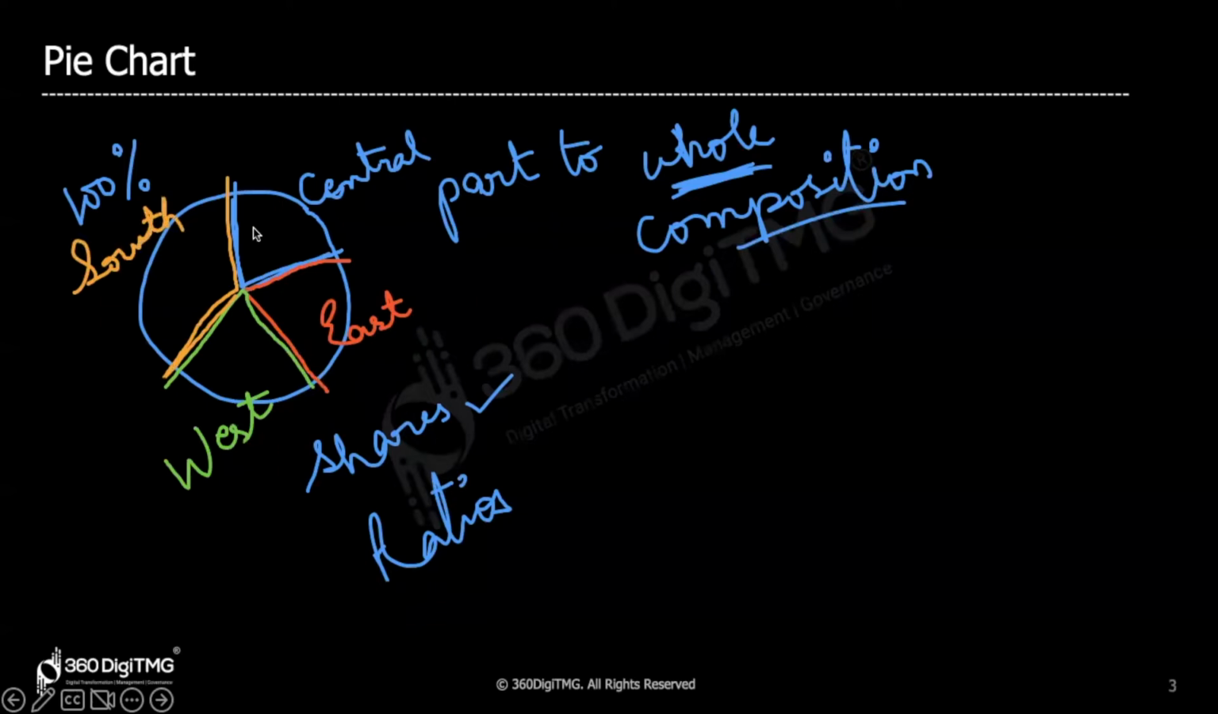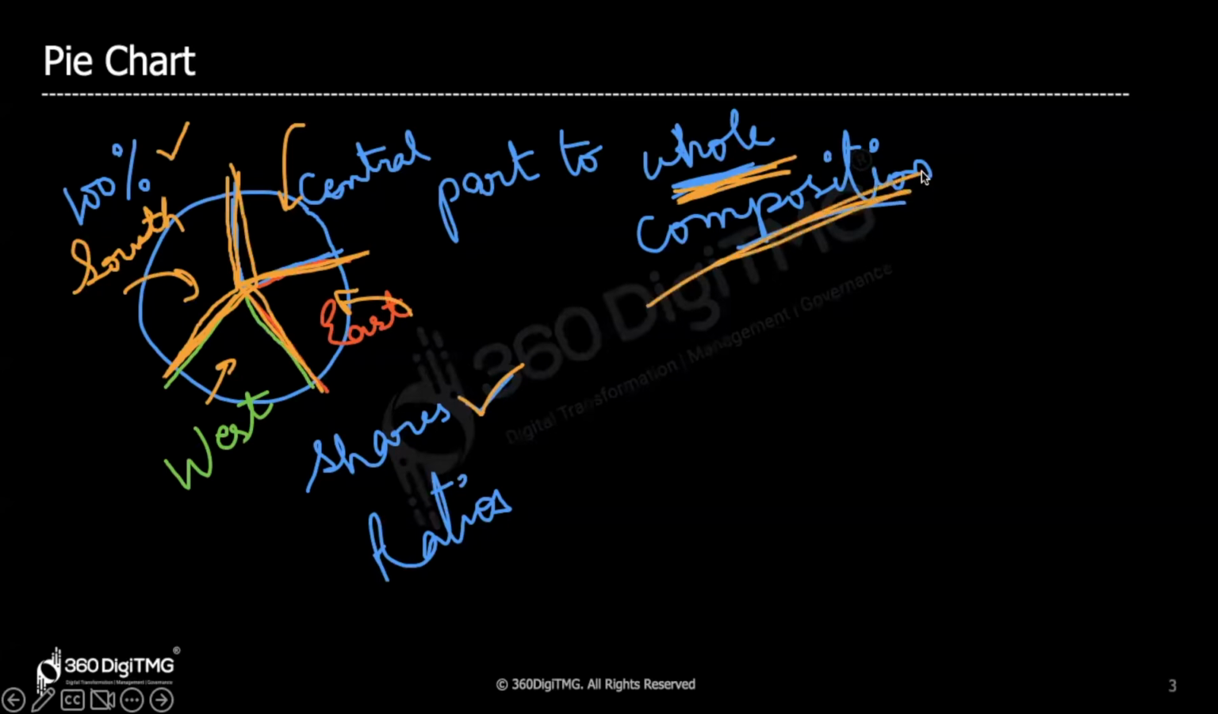So what are we showing? If the overall circle is indicating the 100% complete profit made by the business, we are showing the shares. What is the share of central region in this? What is the share of east region? What is the share of west? What is the share of south region in the overall profit? Or how all of these parts have come together to make the whole profit. Or what is the profit composed of? It is composed of smaller chunks of profits coming from various regions. Okay, I hope the concept is clear.